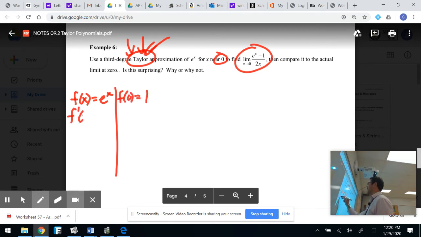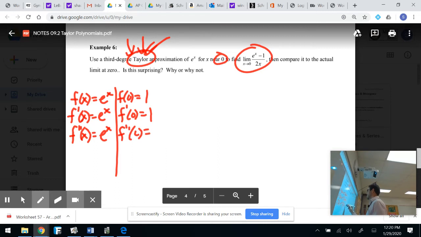Because what's f prime of x? f prime of x is e to the x. That means f prime of 0 is still just 1. What's the second derivative? Second derivative is e to the x. What's that, double prime? Oh my gosh, it just keeps on going. Let's not write it, right? I mean, it's crazy.